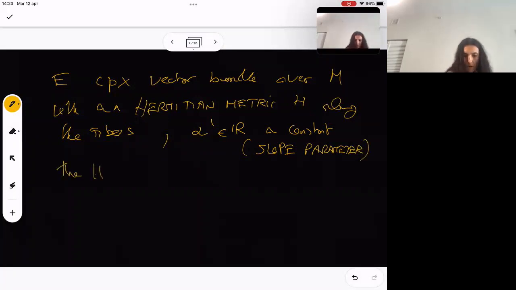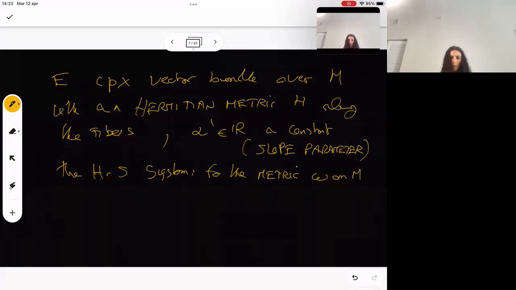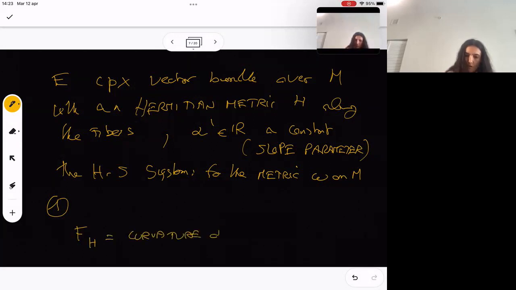Then the system, the Hull-Strominger system, will be for the metric omega, compatible with the complex structure, and there will be some equations, especially the third one, involving both the metric on M and also the metric on the bundle. So the first equation is just involving the curvature of the Chern connection of H. This will be viewed as a form.